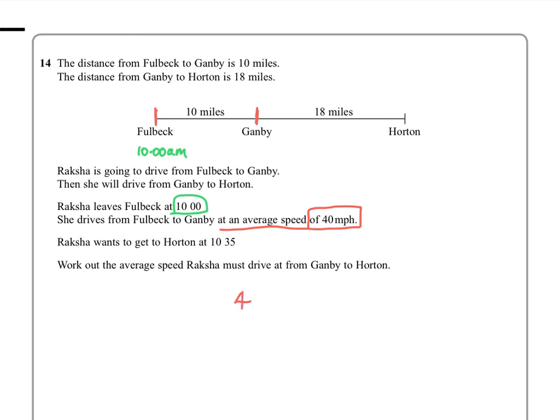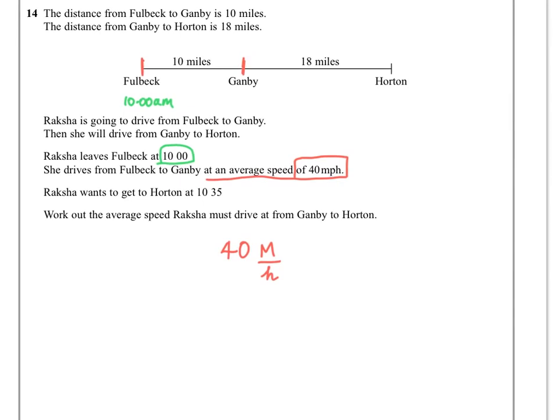So if you look at the units here, 40 miles per hour, then what we can start to look at is, okay, that would be 20 miles in half an hour, and that will be the same as saying 10 miles in, well, hopefully you can work this out, in a quarter of an hour.